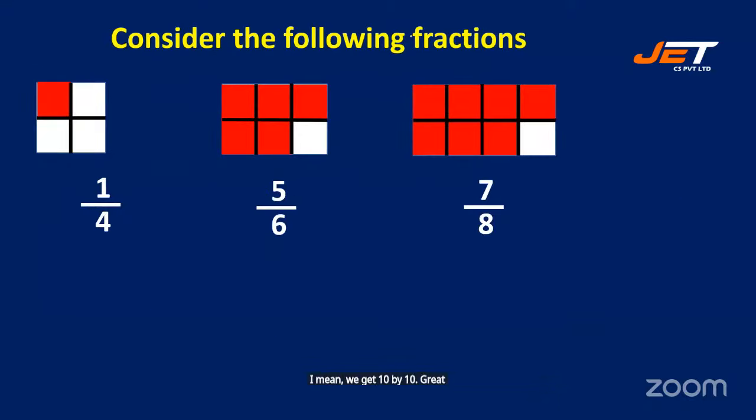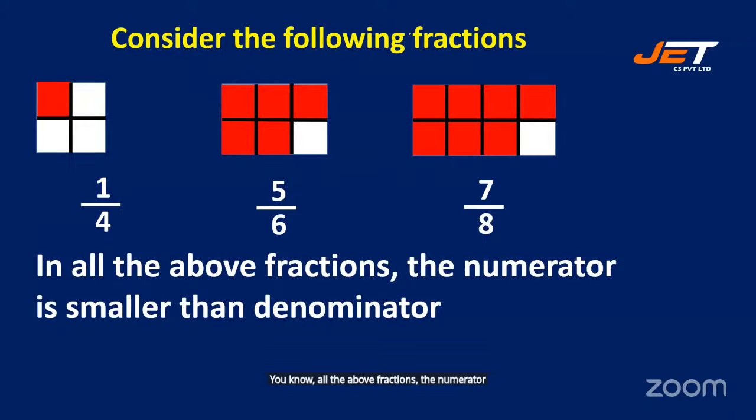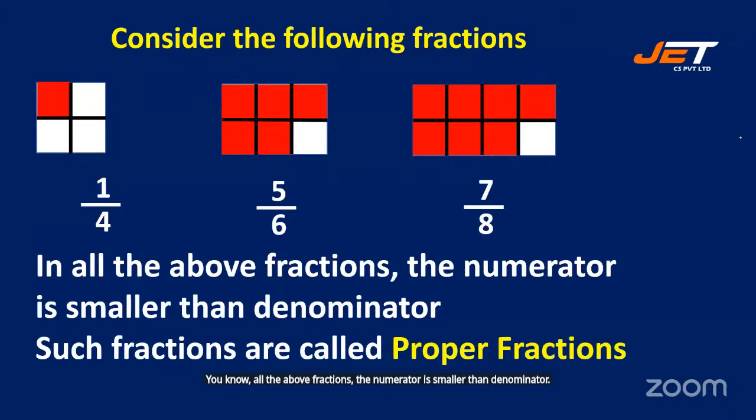Right. Now consider the following fractions: 1 by 4, 5 by 6, 7 by 8. In all the above fractions, the numerator is smaller than the denominator. Such fractions, okay, are called proper fractions. Right. So when the numerator is smaller than the denominator, then we call it a proper fraction. Okay, students?